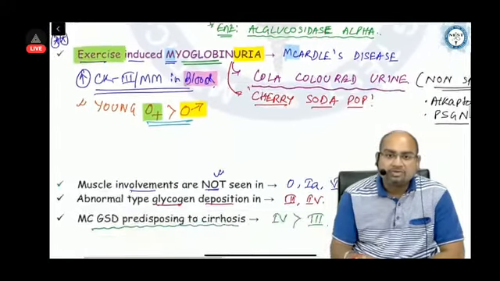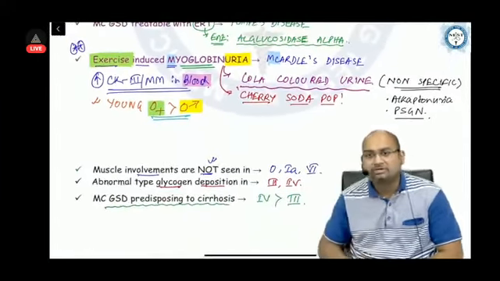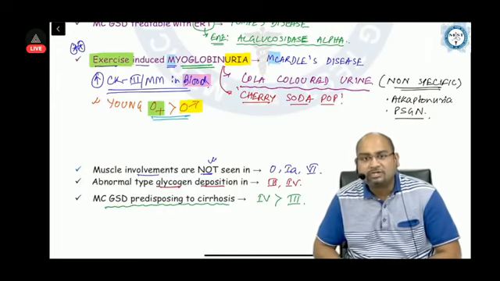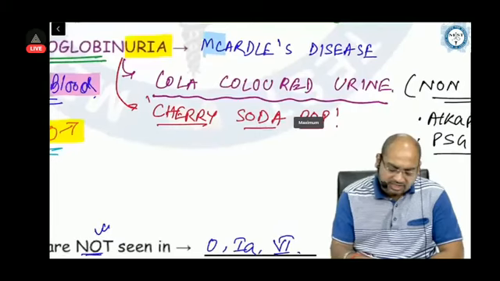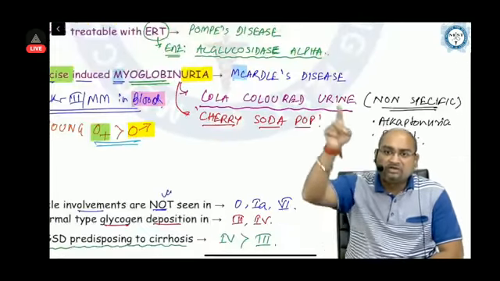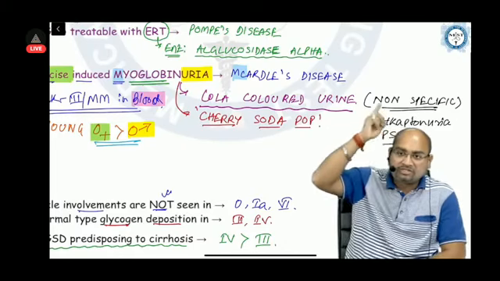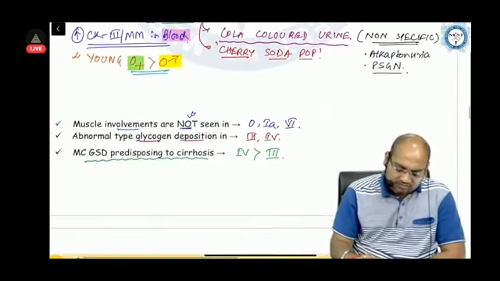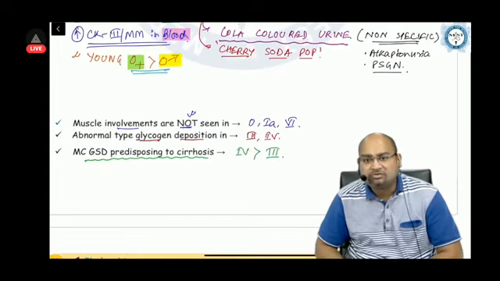Please remember, we also get to see cola colored urine. However, this is a non-specific finding because it is also seen in patients of alkaptonuria and post-streptococcal glomerulonephritis. However, this cola colored urine in myoglobinuria has a separate name, beta, that is called cherry soda pop. This name cherry soda pop is specific only for McArdle disease, not for these other two. Please remember, beta, muscle involvement is actually not seen in types 0, 1, and 6.